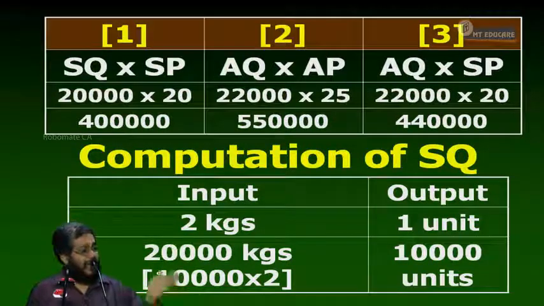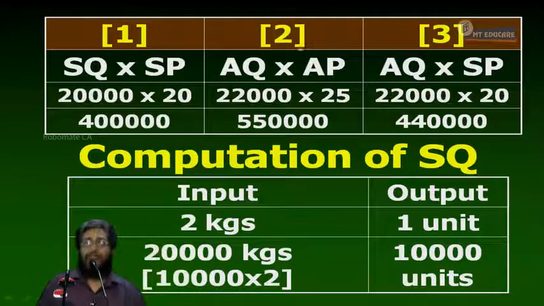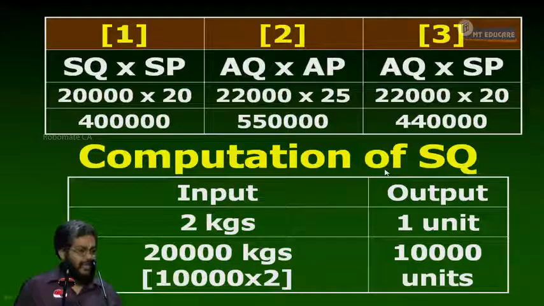What are the 2 branches? Material price variance and material usage variance. What is price variance? 3 minus 2. 4 lakh 40 minus 5 lakh 50 is 1 lakh 10,000 adverse. What is usage variance? 1 minus 3. 4 lakh minus 4 lakh 40 gives you 40,000 adverse. That is the material variances calculation.